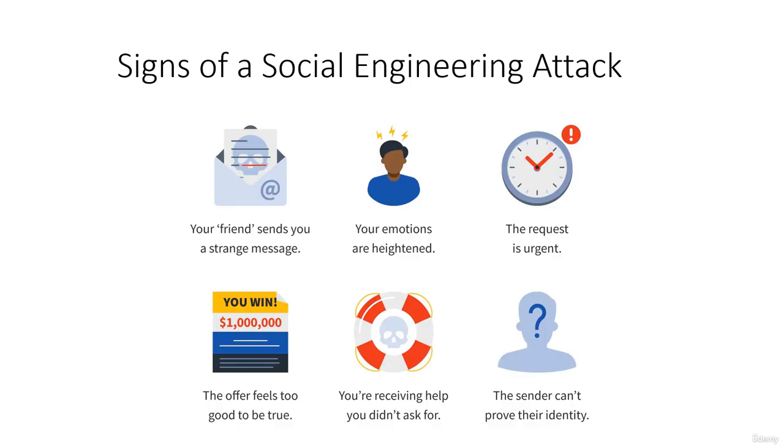The request is urgent. Social engineers don't want you to think twice about their tactic. That's why many social engineering attacks involve some type of urgency, such as a new piece of cybersecurity software you need to download to wipe a virus off your computer.